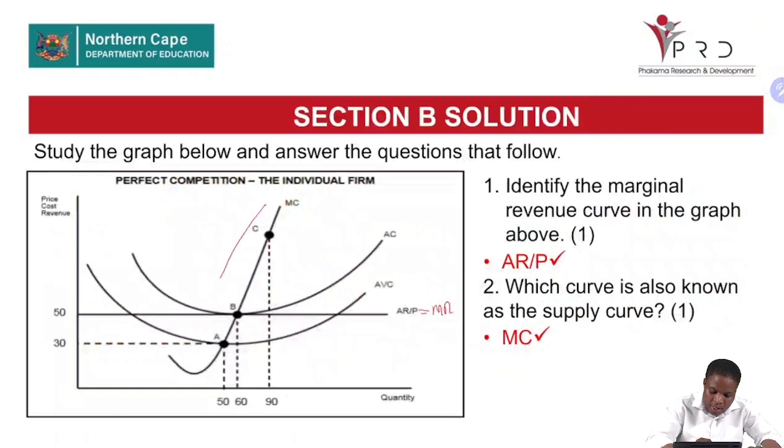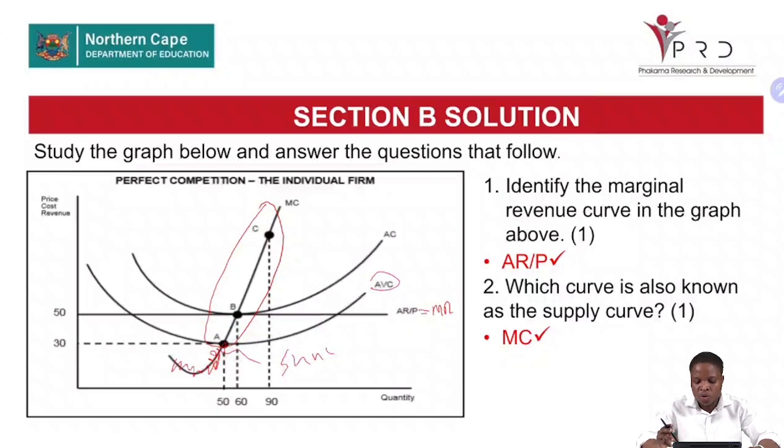However, in this one, the MC, this part is what? It's a supply curve. Why? Because this graph is a shutdown graph. There is ABC. So this point is called what? A shutdown. Anything below here cannot be a supply curve because we are no longer producing. We have shut down the business.